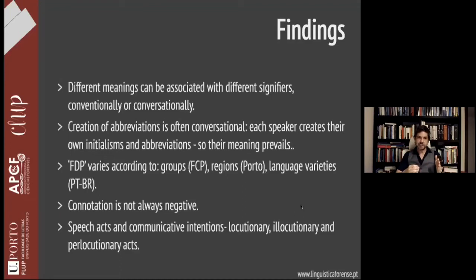We know that abbreviations and initialisms are often conversational. Each speaker creates their own initialisms and abbreviations, so their meaning prevails. For example, in this case, because FDP was argued by the defense to mean fanático dos popós, whenever someone wanted to insult someone else, they wouldn't say filho da puta, the Portuguese equivalent to son of a bitch. They would say fanático dos popós. Okay, so this tells a lot about how meanings are resignified.